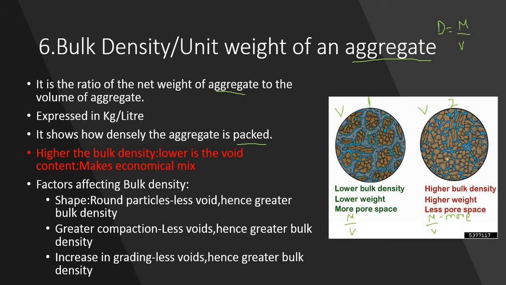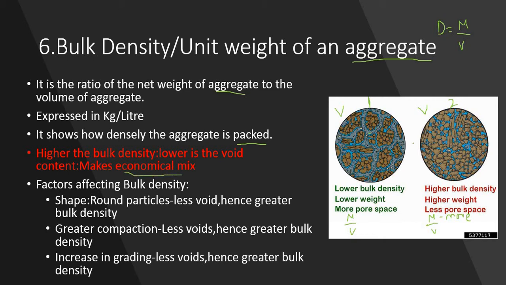So from here, what did you understand? We can understand that, considering both have the same volume, if one has more weight of aggregate and less void space, a lower voids ratio, then obviously this diagram will have more bulk density. That is, the more the weight, the higher the bulk density, and the lower the voids or gaps. Here I have marked in red also, you can read this. Higher the bulk density, lower will be the void content. You can see in the diagram, lower will be the gap content, and that also makes an economical mix.